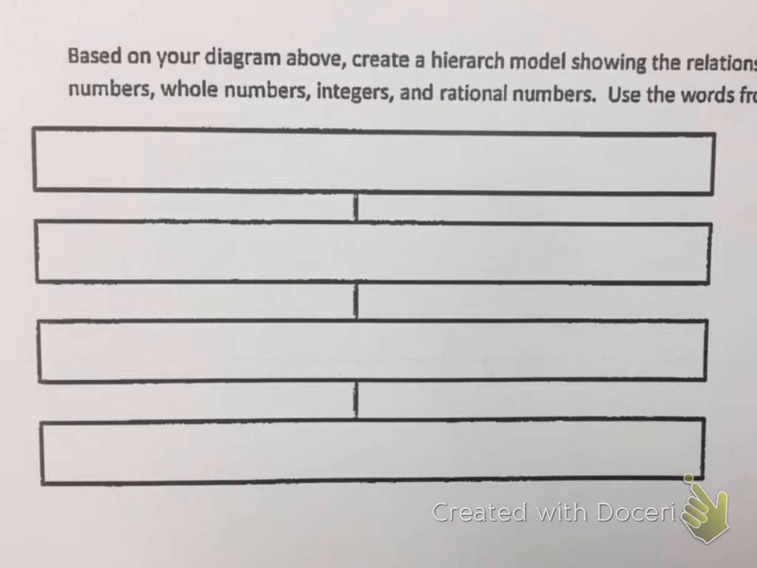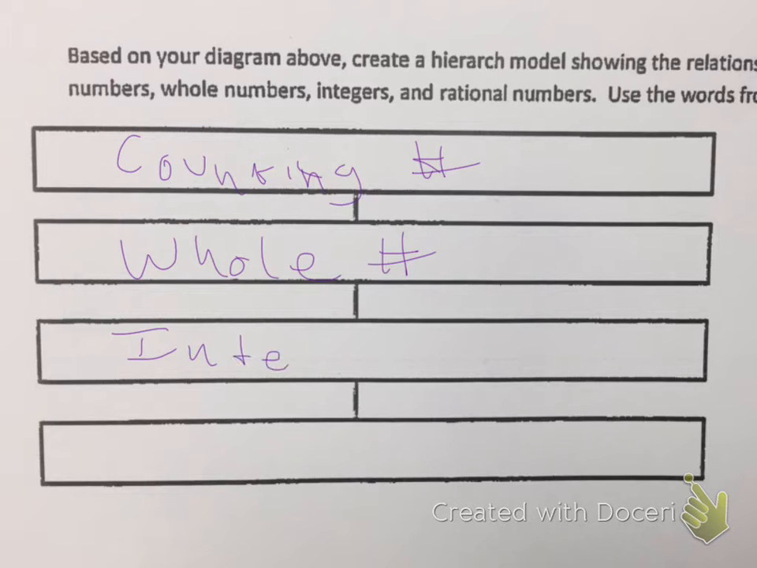Alright. The next one, your hierarchy. Like we were talking, counting numbers is first. Counting numbers. Then you've got whole numbers. Then you've got integers. Then you've got rational numbers. Okay.